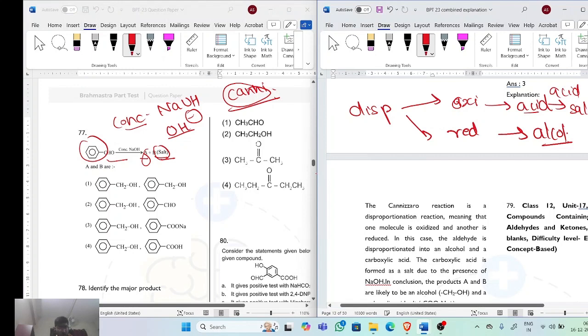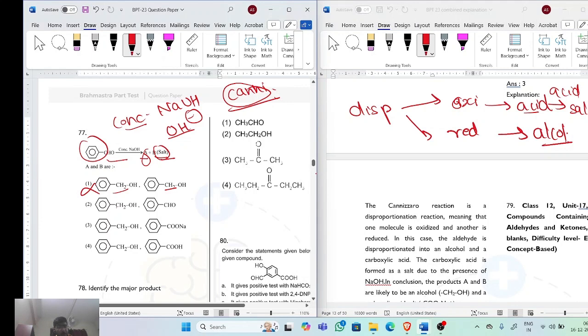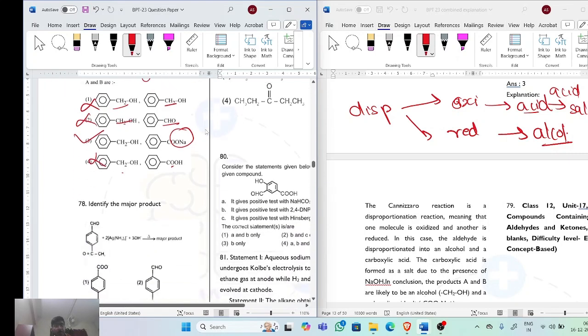Okay, so the correct option will be here. We have both alcohols, the wrong option. Alcohol and aldehyde, wrong option. We have alcohol and COONa. This will be our correct option, because it is talking about the salt. Here we have alcohol and the acid, but it is talking about the salt. Talking about salt means option number C will be our correct answer.